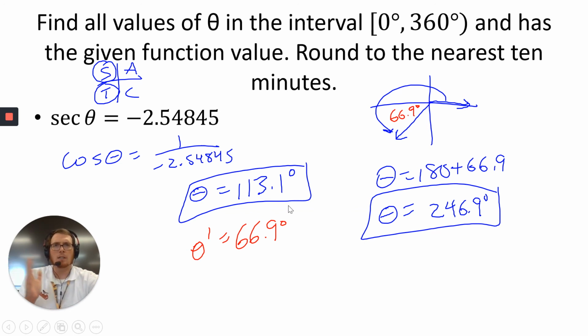Quadrant 2 is the weird one. Quadrant 2 gives you the actual answer of 113.1, but remember, you need the reference angle to find the other answer. And the reference angle here would be 66.9. And then you plug that into quadrant 3, and 180 plus the 66.9 would be 246.9. Those are your two answers. Now, these are degrees decimal. Remember, if a question says round to the nearest 10 minutes, you have to make sure you switch it using DMS on your calculator. Make sure you're able to do that and round to the nearest 10 minutes.